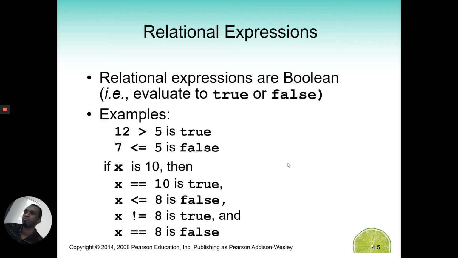Relational expressions are Boolean; they evaluate to true or false. For example, is 12 greater than 5? What you get is true. Is 7 less than or equal to 5? What you get is false. If x is 10, then x equal to 10 is true. x less than or equal to 8 is false. x not equal to 8 is true. And x equal to 8 is false.